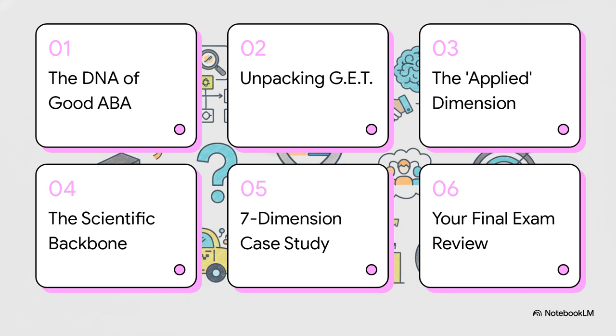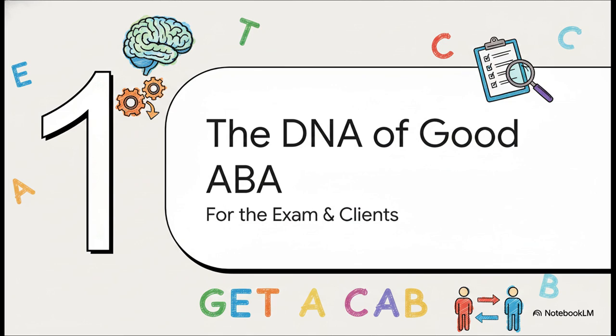All right, so here's our game plan for today. We're going to talk about what makes ABA good. We'll unpack all 7 dimensions using a really handy mnemonic. Then we'll see it all in action with a case study and wrap up with a final review to make sure it all sticks. Okay, so this covers task list item A5, which falls under Domain A.